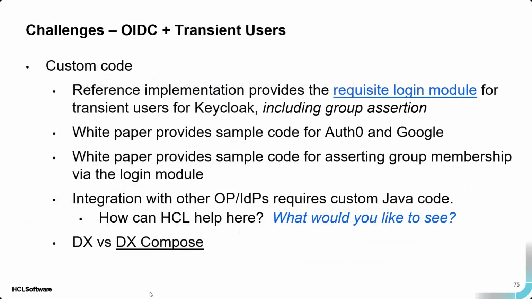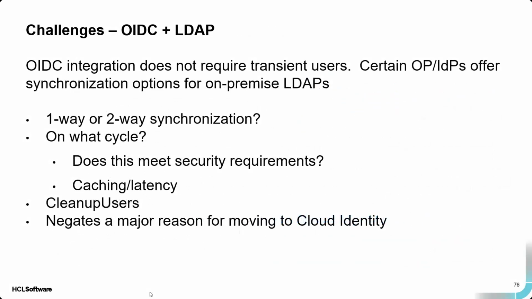Last slide, and then I want to come back to this one. I spoke earlier about how OIDC does not require transient users, right? You can integrate with cloud identity providers and still maintain your own LDAP. So certain providers give you ways to synchronize to your LDAP, but there are some considerations there. What cycle does that work on? Does that cycle meet the security requirements for your application?